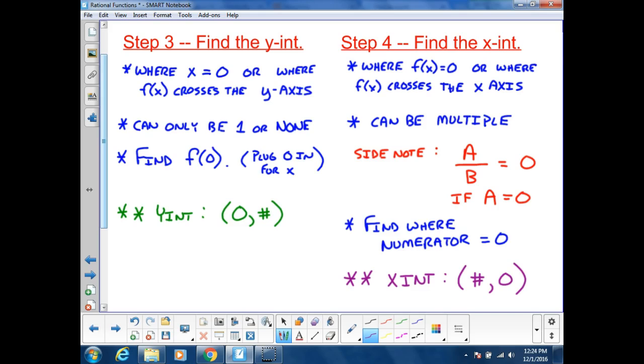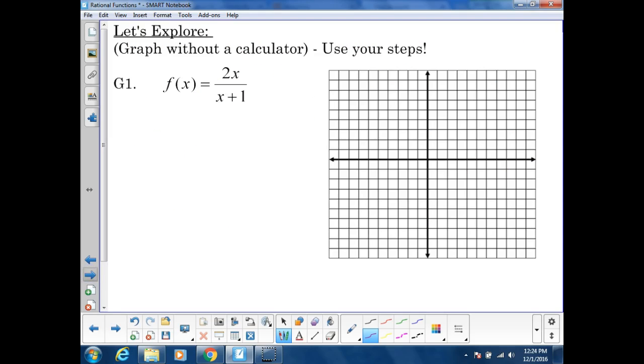Now, what we're going to do is now we are going to graph. Okay? So, to graph these functions now, we're not going to graph them with a graphing calculator, because graphing calculators are for the lazy. We're not lazy. Okay? Right? We're going to use our steps. Okay? So, here's a problem. F of x equals 2x over x plus 1.